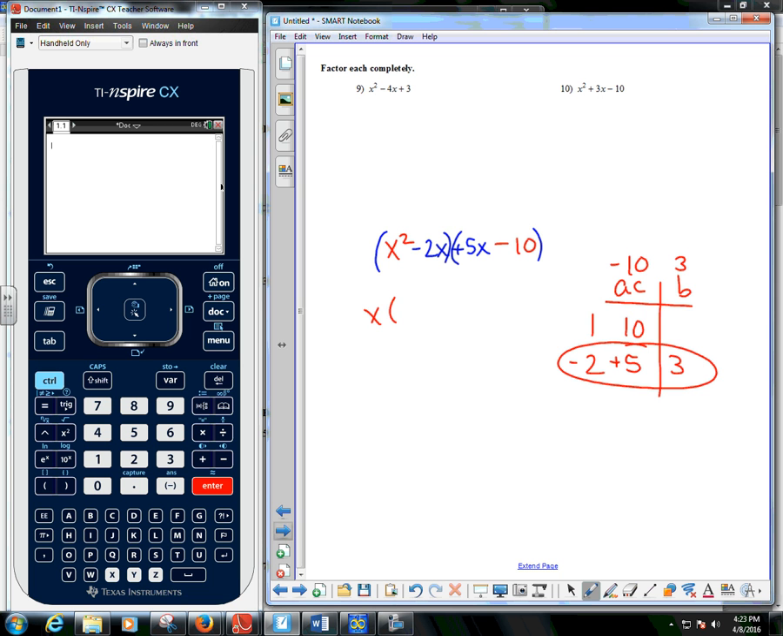I'm going to bring that out front, and I'm going to have x minus 2. My second set of parentheses, my GCF for 5x and 10, well, my biggest common factor is going to be 5. And when I pull that out, 5 times what gives me 5x? Well, that's going to be x. 5 times what is going to give me negative 10? Well, that's negative 2. So I pull x minus 2 up front, and I put my other factors in another set of parentheses, x plus 5. And that is my final answer for number 10.